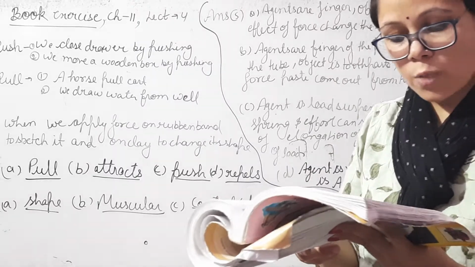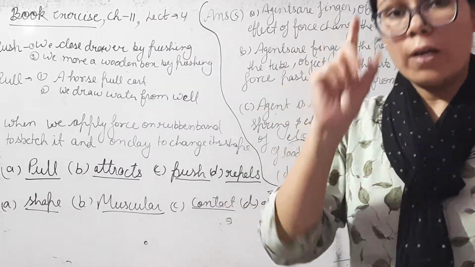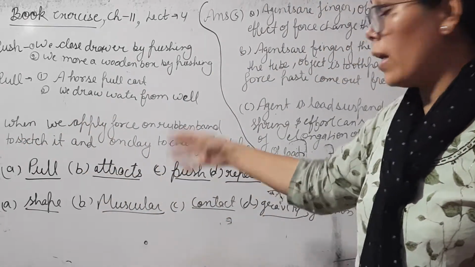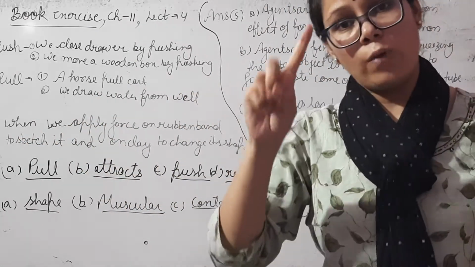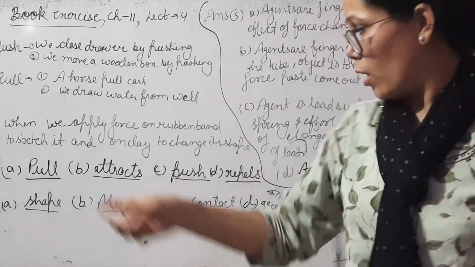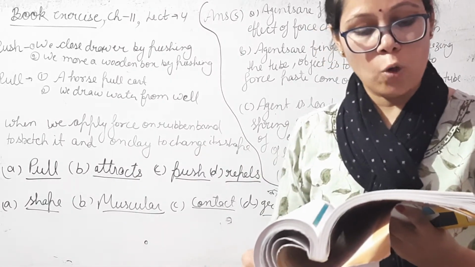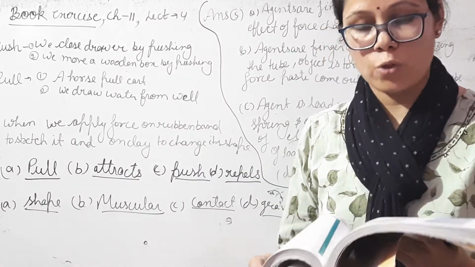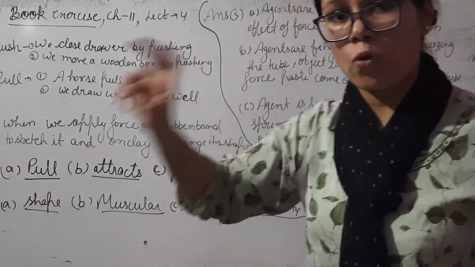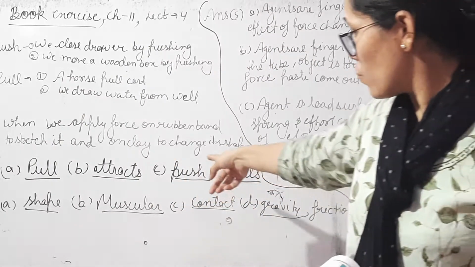Second, a charged body and an uncharged body attract each other. One is a charged body and another is an uncharged body, then they attract each other. So the second fill in the blanks is attract. Third, to move a loaded trolley, we have to push. If we want to move the loaded trolley, then we push the trolley. So the third is push.